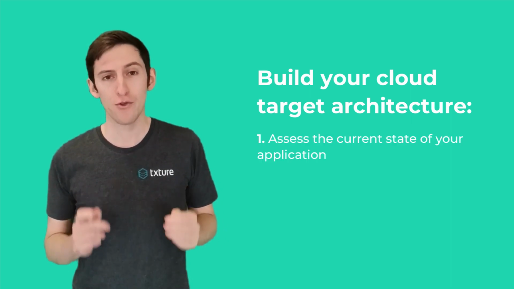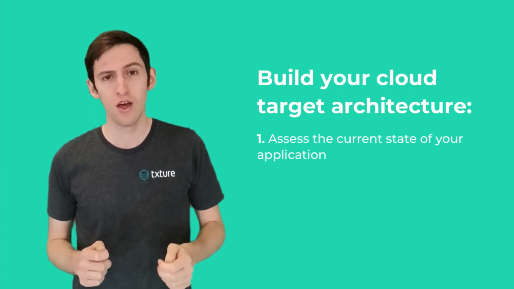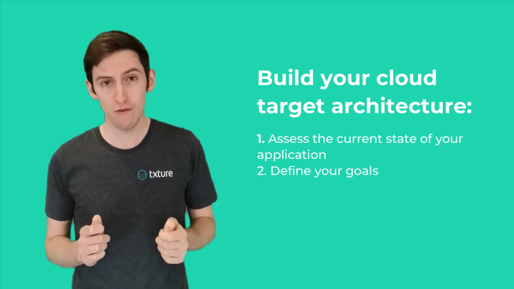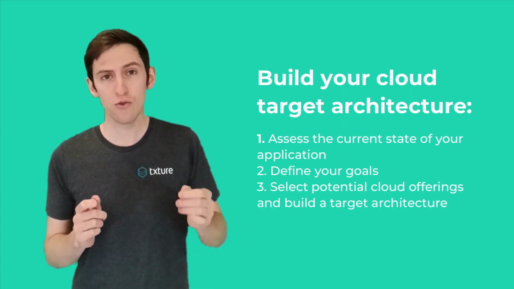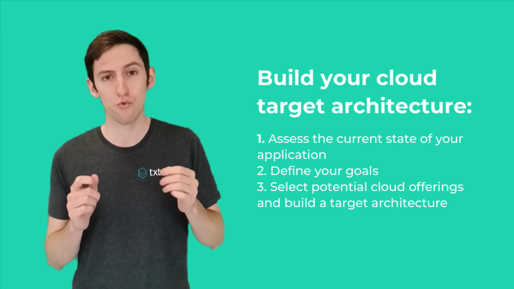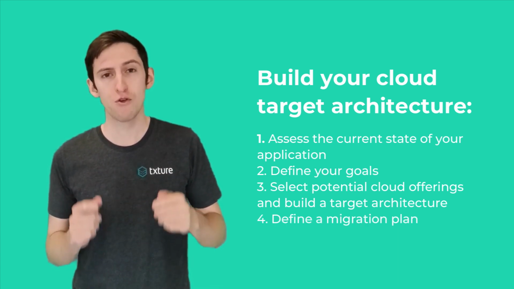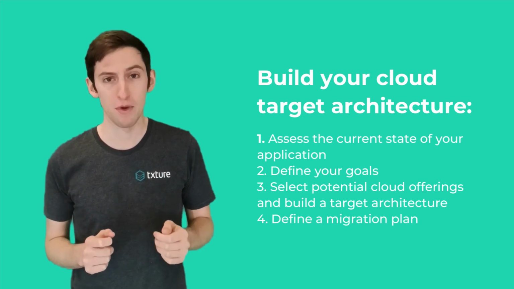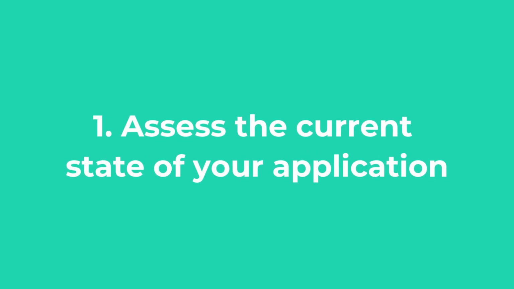First, analyze your existing application and define its readiness for cloud. Second, define what you want to achieve through cloud migration. Third, select and compare a few cloud services offerings and start to build your cloud target architecture. And finally, come up with an efficient migration plan and timing. So first, let's see how to analyze the current state of your application.